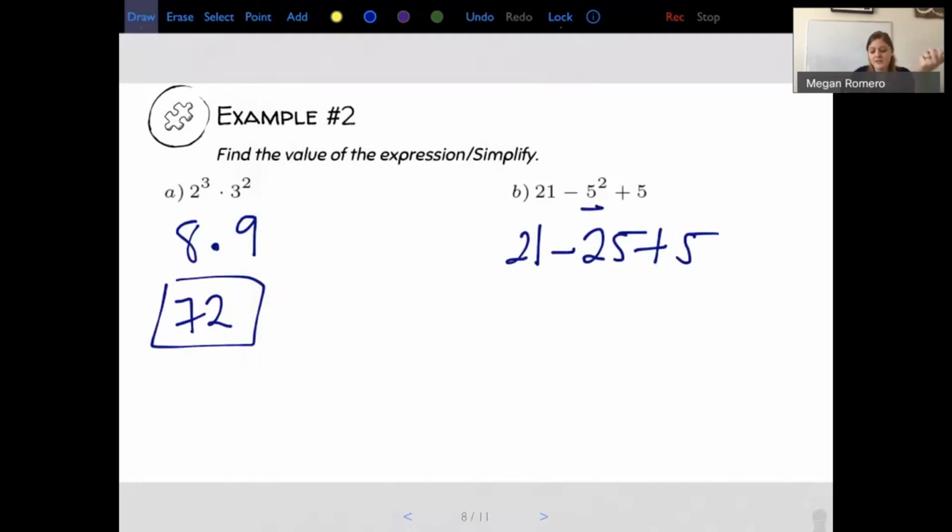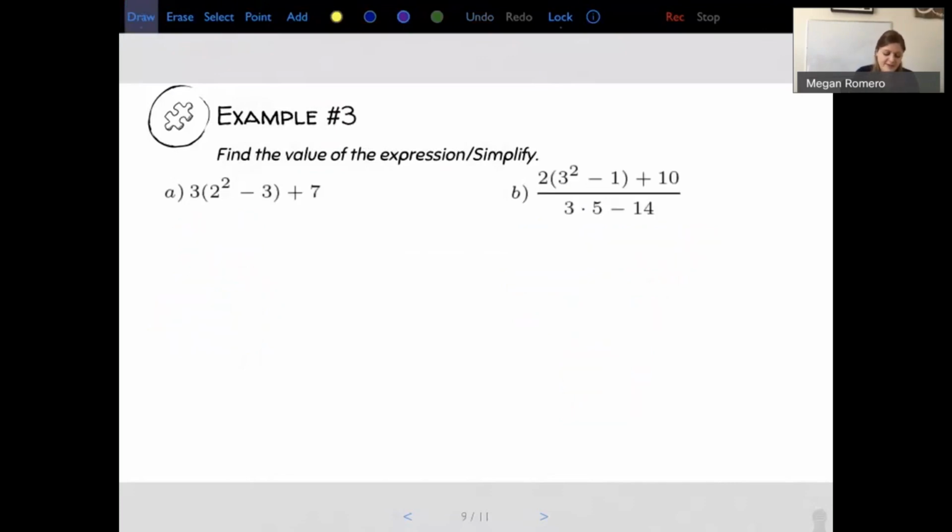So now this is the part where left to right becomes important. We're just left with addition and subtraction, but you don't necessarily do the addition first. This is where we go left to right. So we start with 21 minus 25, which is negative 4, plus 5, and negative 4 plus 5 is just positive 1.